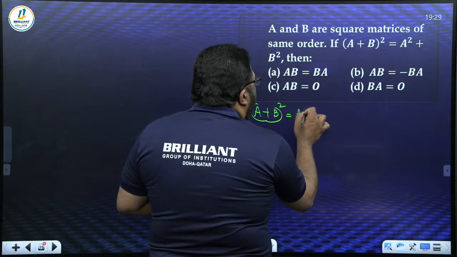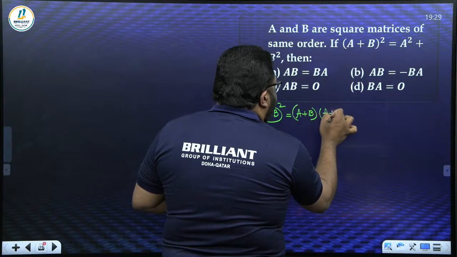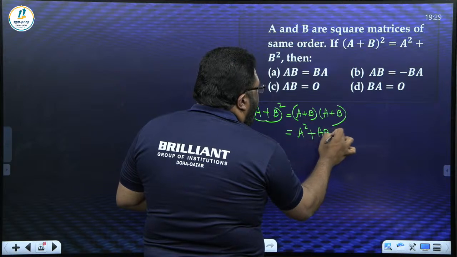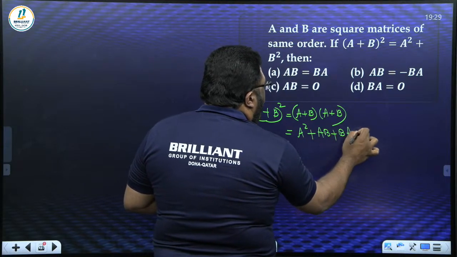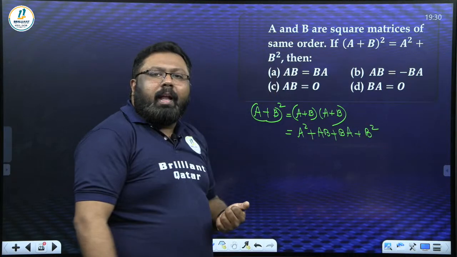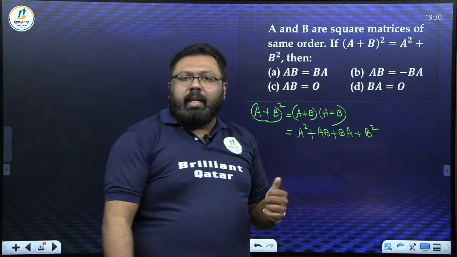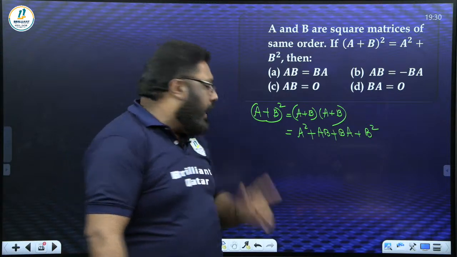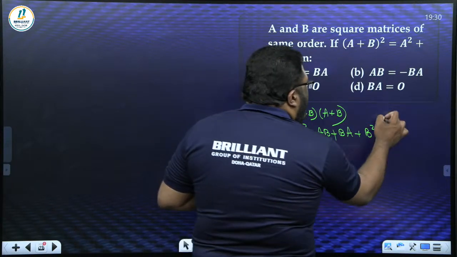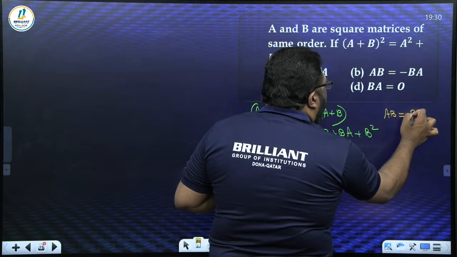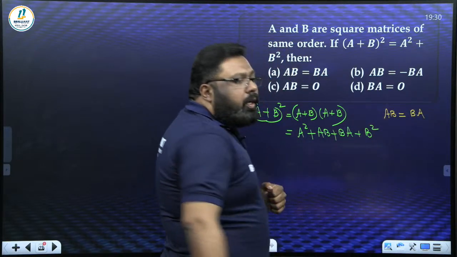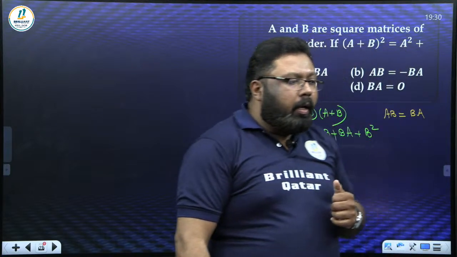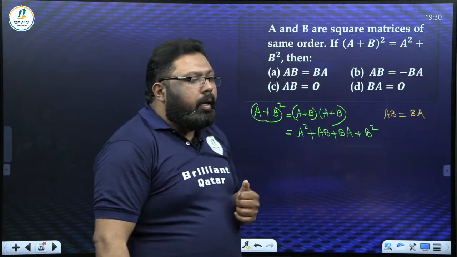We must consider it as normal bracket multiplication. And if you open the bracket, it becomes A squared plus A into B plus B into A plus B squared. In normal mathematics, AB equals BA, but in matrix multiplication, AB is not equal to BA all the time. Can anyone tell me what is the only condition where AB will be equal to BA? Tell me in the chat box.